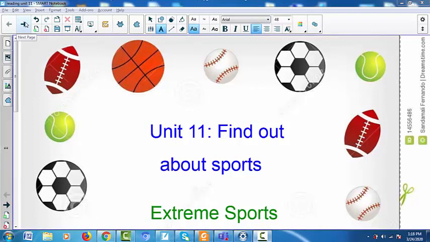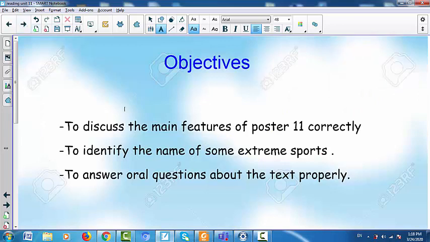Before we move on to the text, we have our objectives here. To discuss the main features of Poster 11 correctly, so we will talk about Poster 11 first. To identify the names of some extreme sports. To answer all questions about the text properly.